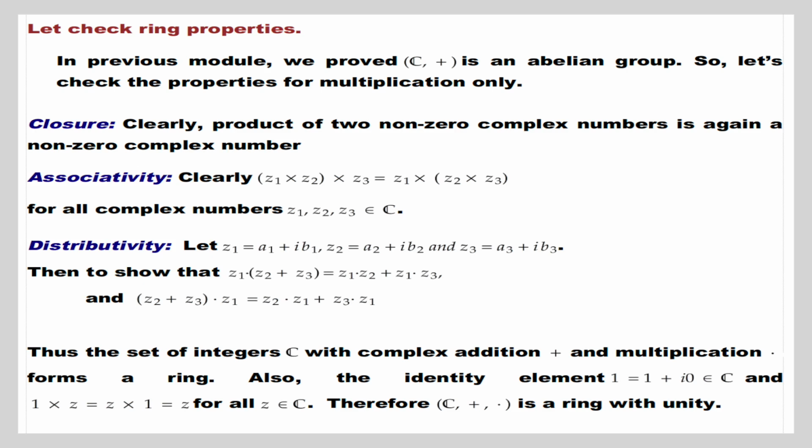Thus, the set of complex numbers C with complex addition plus and multiplication dot forms a ring. Also, the identity element 1 equal to 1 plus i·0 belongs to C and 1·Z equals Z·1 equals Z for all Z belonging to C. Therefore, (C, +, ·) is a ring with unity.